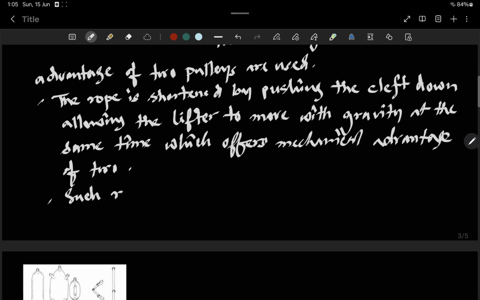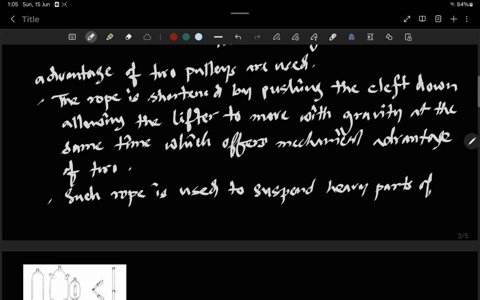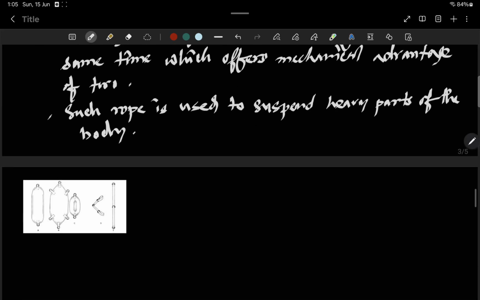Such rope is used to suspend heavy parts of the body. Okay. A single pulley and single double rope. Now number 3 is the pendular rope.